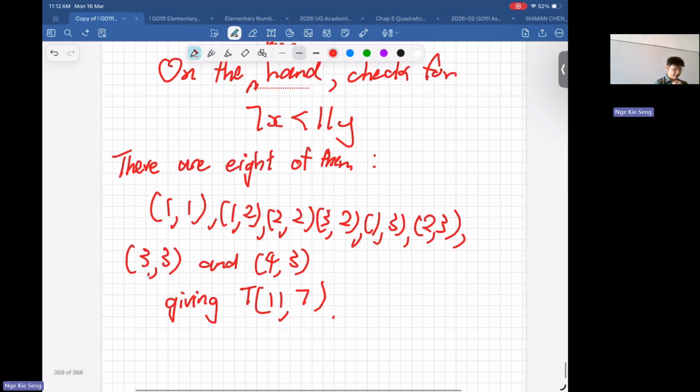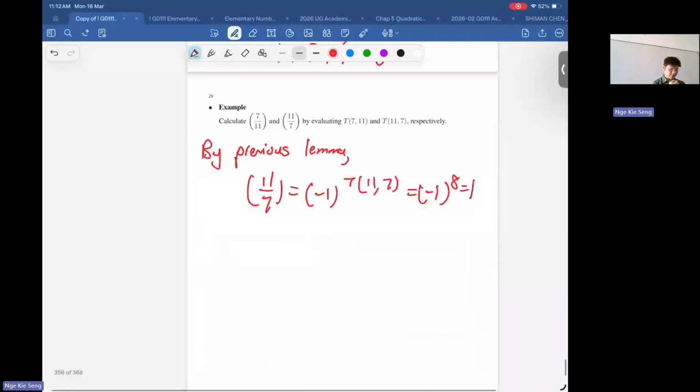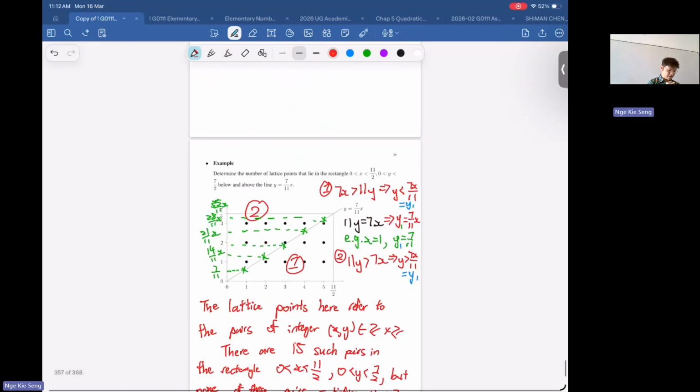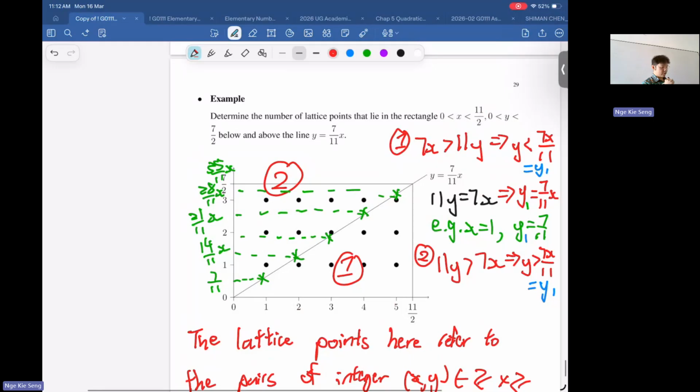If you don't believe it, maybe you can go back to T11,7 again. So it's 1, 3, 4, right? If you go to this picture here, where's your 1, 3, 4? In this case here, we are looking in the horizontal direction. The 1 here, then 3 here, and 4 here.